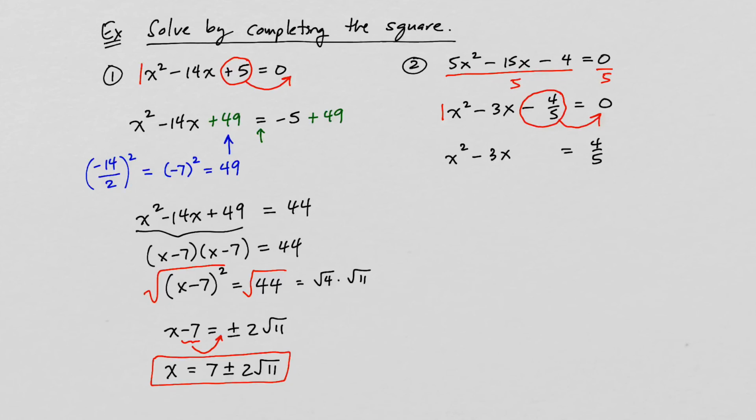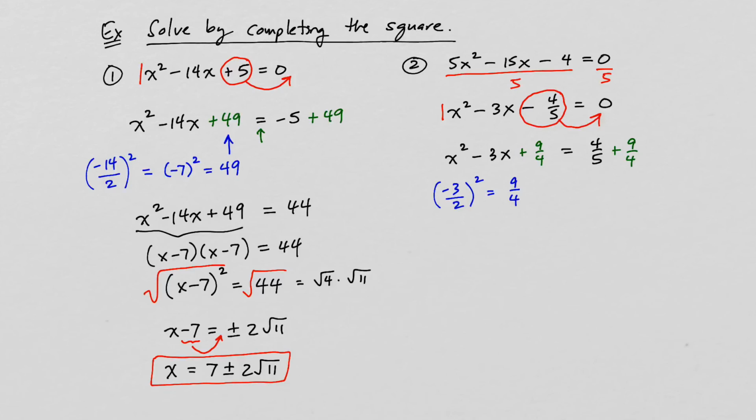Now we need to fill in the blank here. What number completes the square? Take the middle number, which is negative 3, divide it by 2, and square that. And this is 9/4. So we need to add 9/4 here, and we need to add 9/4 here.